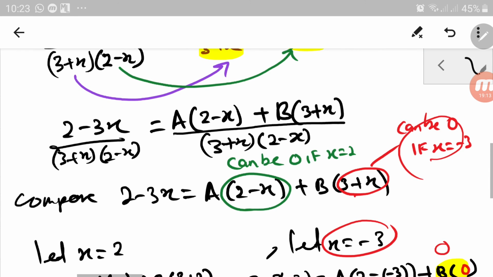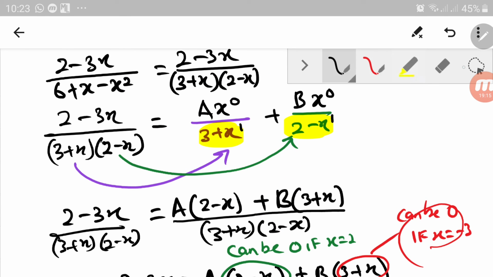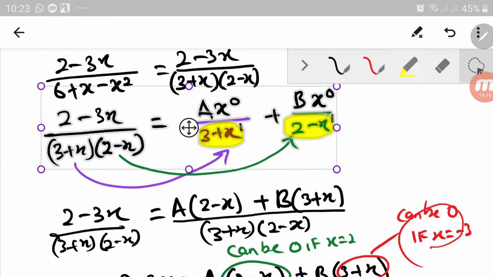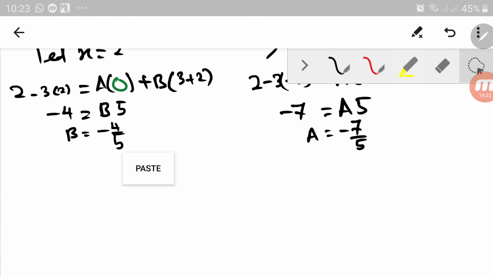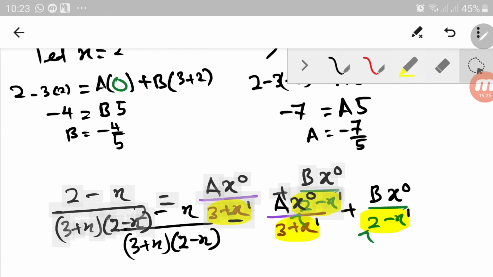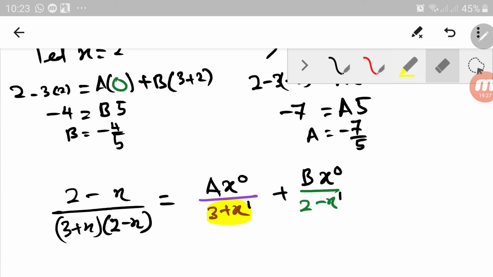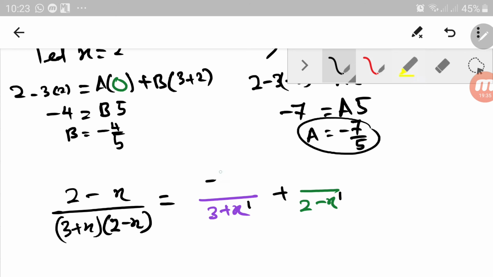So what is our expression, the partial fraction that we have here? I copy and then put it here. Now I erase this one first. Now A is this one, so minus 7 over 5. B is minus 4 over 5.